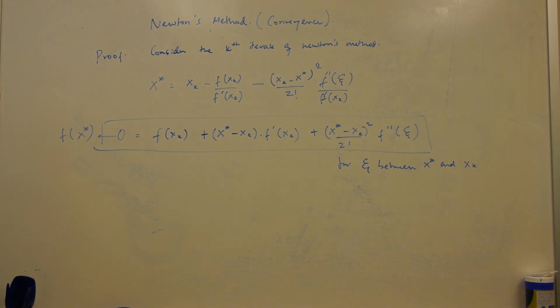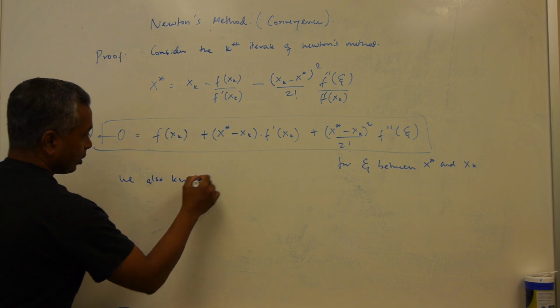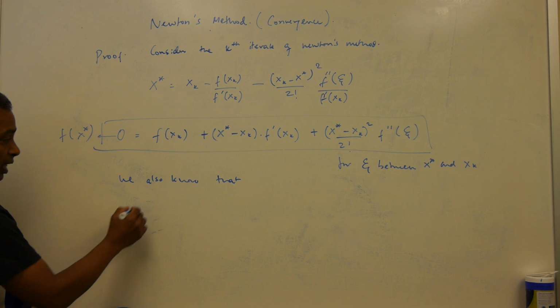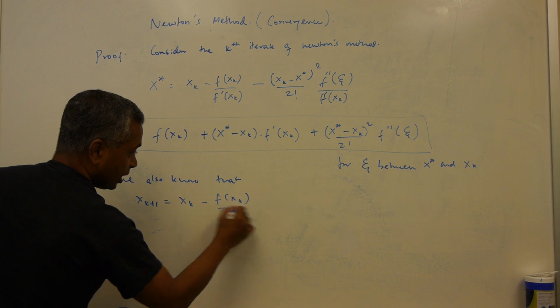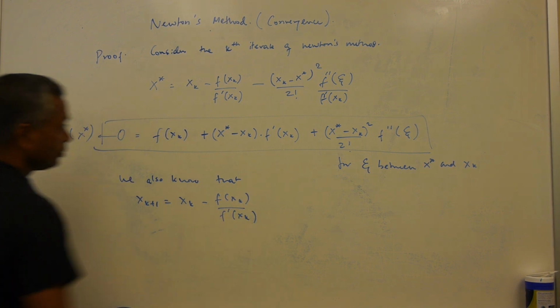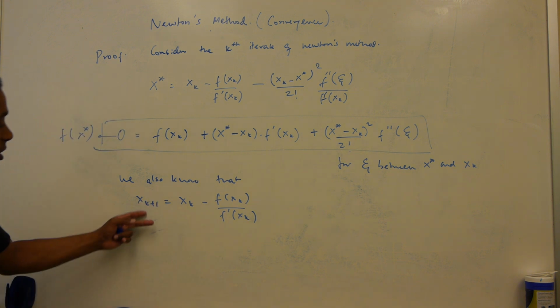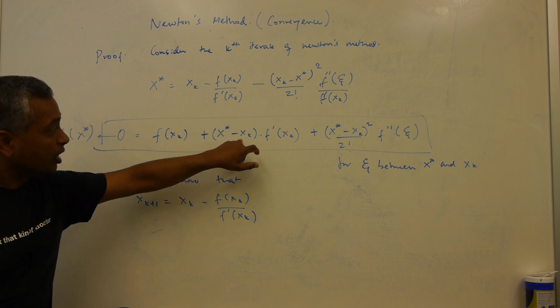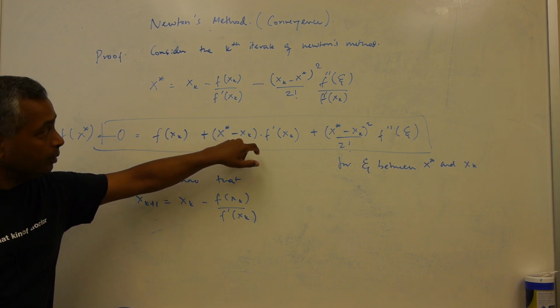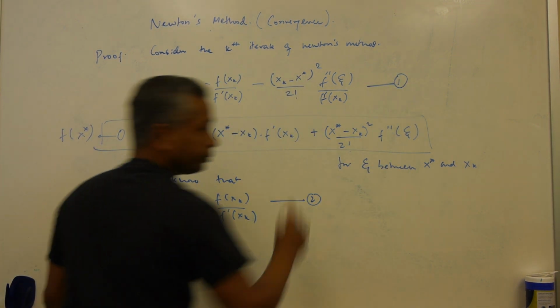Okay? Now you also know that xk plus 1 is xk minus f of xk divided by f prime xk. Okay? Now this is simply my Newton iterate. There's no magic here. This is the Newton iterate, and this is my approximation to the solution using a Taylor series around xk. Okay? So let's call this equation number 1, and let's call this equation number 2.